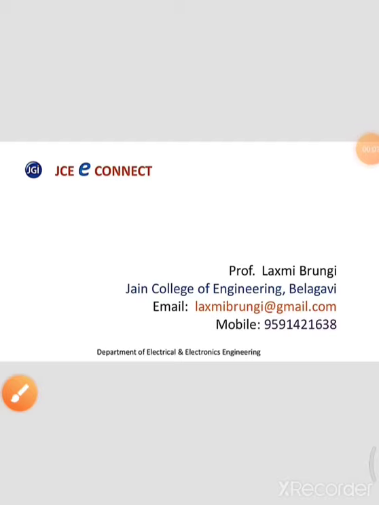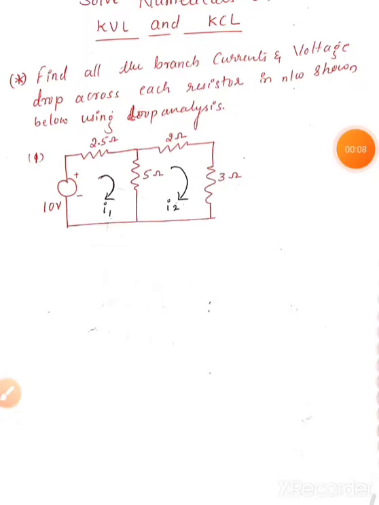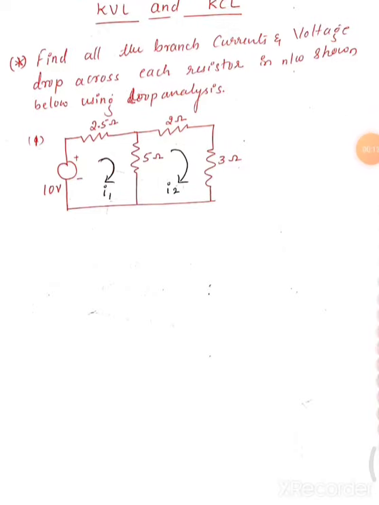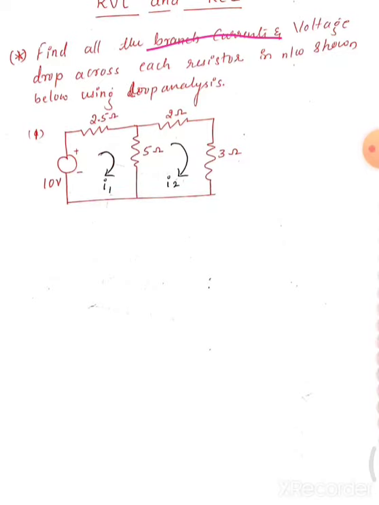Today we are going to discuss how we can solve the numericals on KVL and KCL. Let's start with this numerical: find all branch currents and branch voltages across each resistor in the network shown below, using loop analysis. So now we will start solving this numerical.